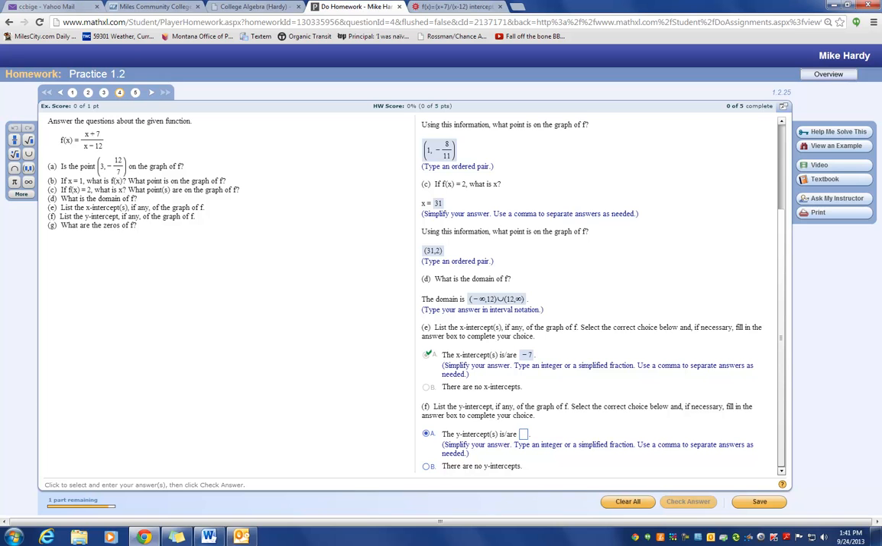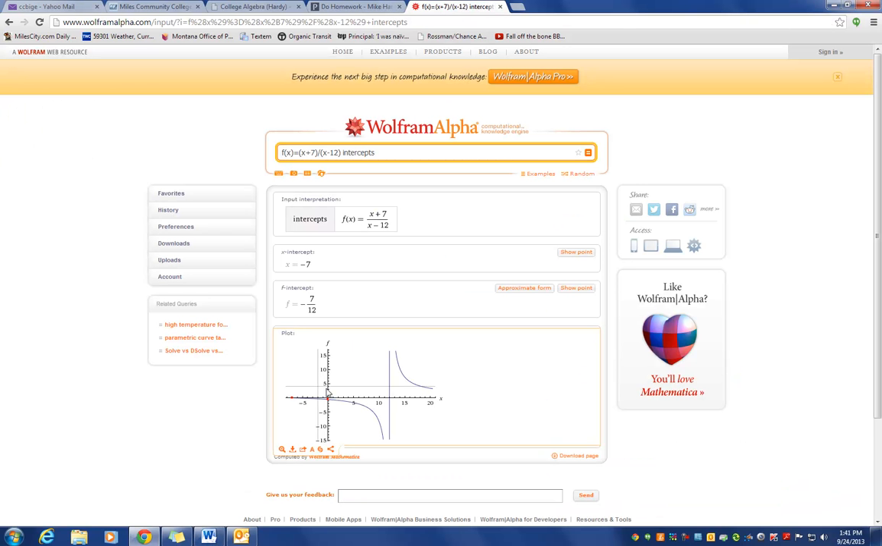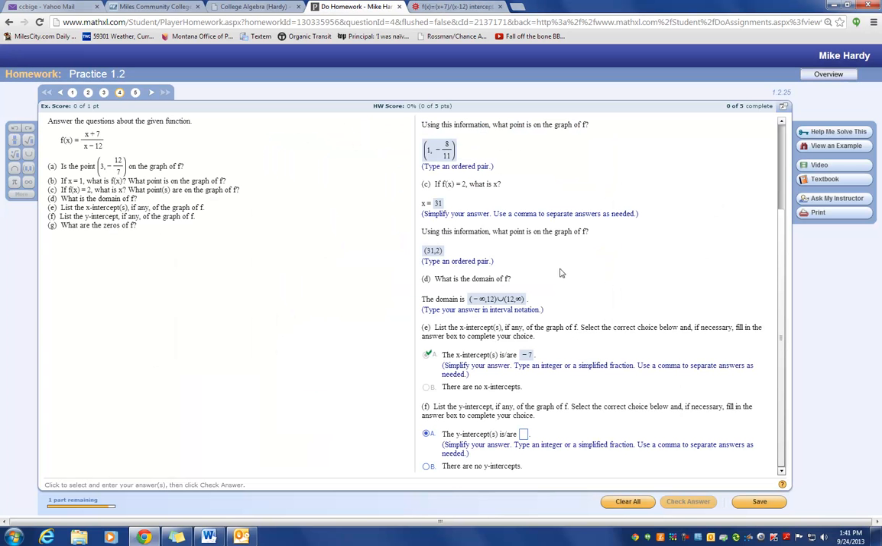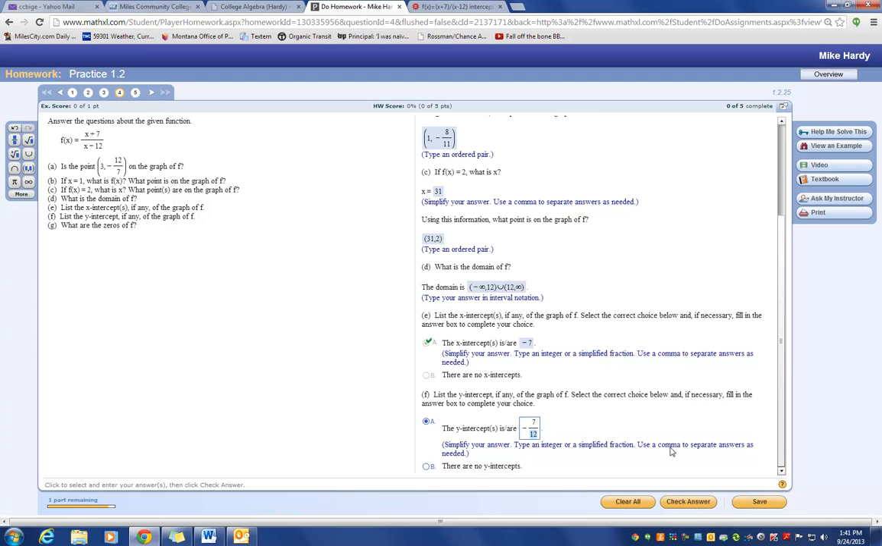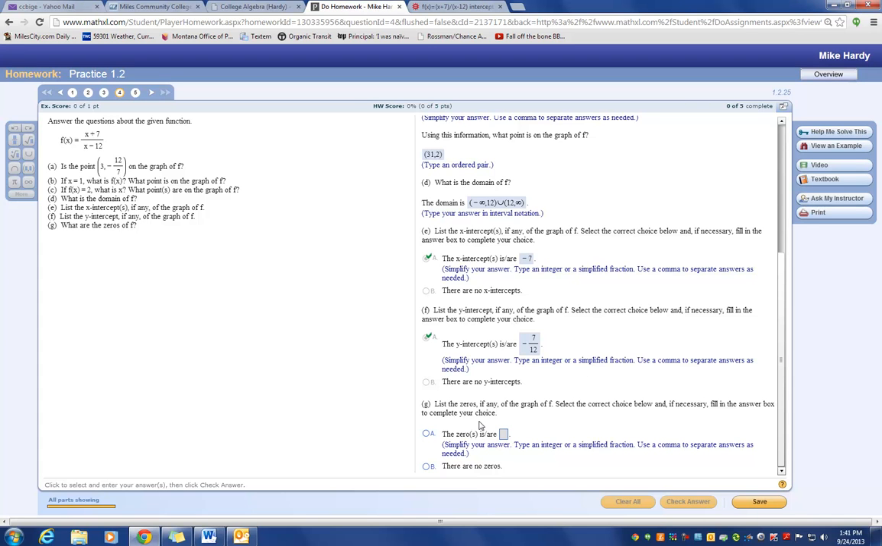The y-intercept, well, let's check over here now. It says the y-intercept, or the f-intercept, is -7/12. So let's try that. -7/12. Check answer. Good job. And finally, what are the zeros of f? Well, the zeros of f are the same item as the x-intercepts. Zeros of a function are the same as x-intercepts. So hopefully, -7 is the only answer.